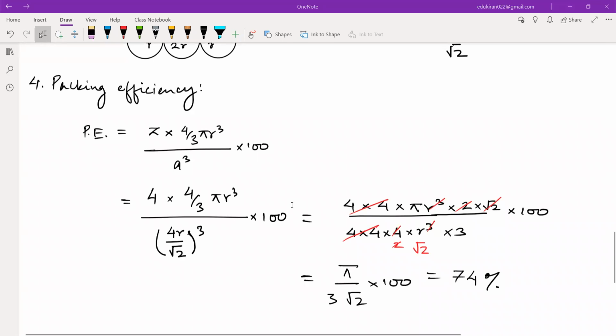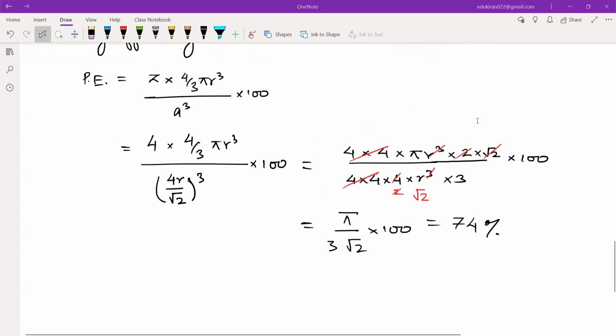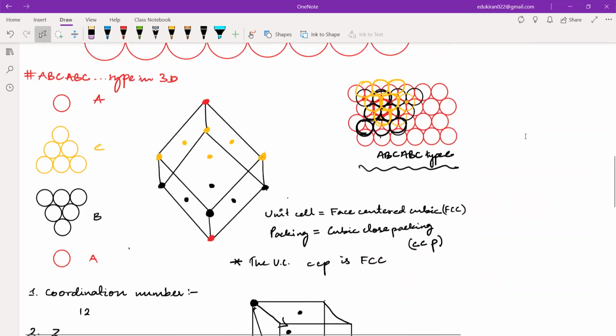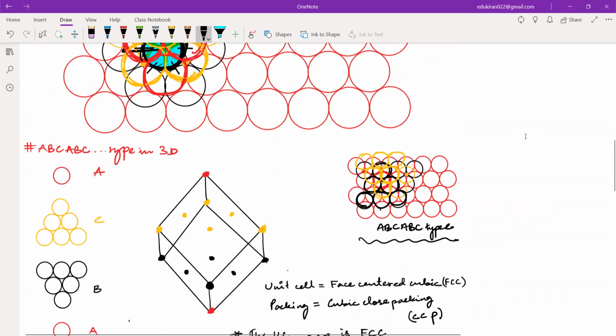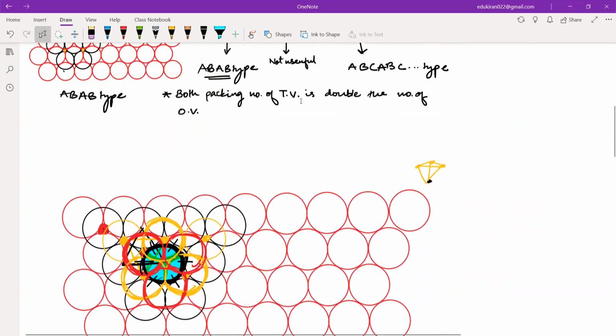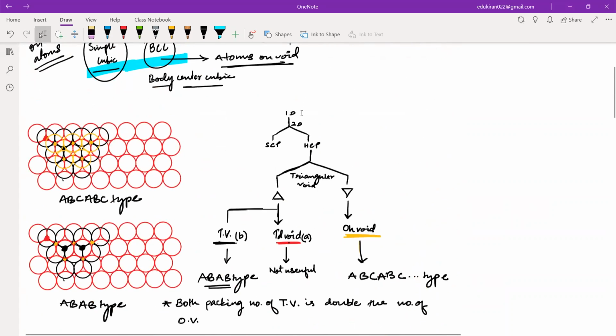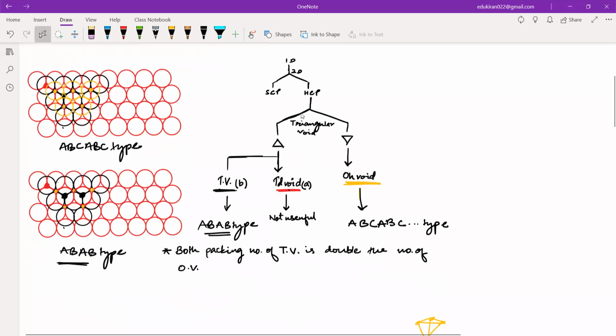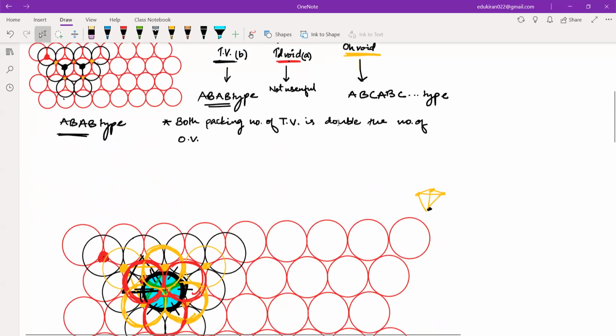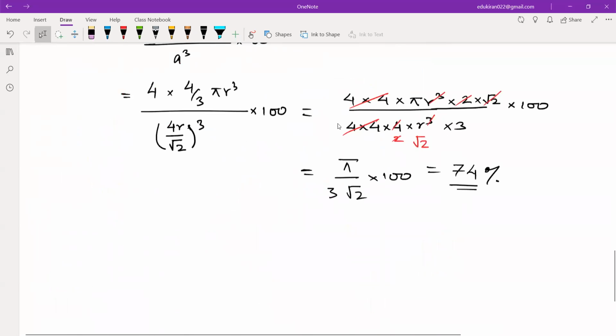Okay, fine. So guys, since you have written all of this, it is 74%. Next we will be learning about the AB type packing. Now in this ABC type, please write voids also. Voids.